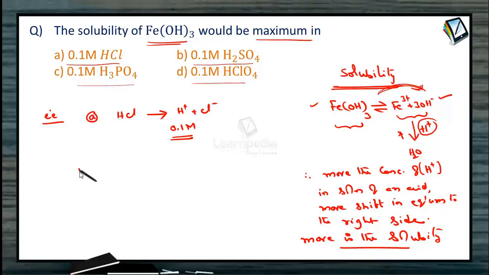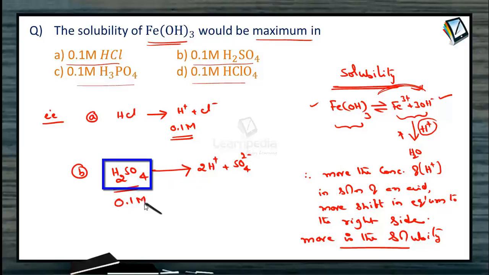But when you go for B, sulfuric acid is a strong dibasic acid, and it undergoes ionization completely to give 2H+ and sulfate ion. Therefore, every 1 molar sulfuric acid will give 2 moles of H+. But the concentration of this H2SO4 is how much? 0.1 molar. So what will be the concentration of H+? This will undergo total ionization to give 0.2 molar H+ ions. So in case B, the sulfuric acid case, there are 0.2 moles per liter.